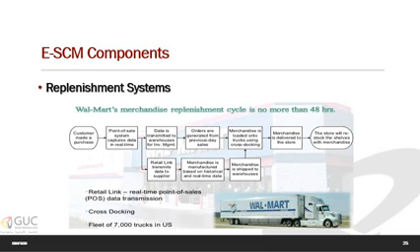The other path uses Retail Link to transmit data to the supplier. Products are manufactured based on historical and real-time data. The product is shipped to the warehouse, where it is loaded into trucks using cross-docking and delivered to the stores to restock them on shelves again.